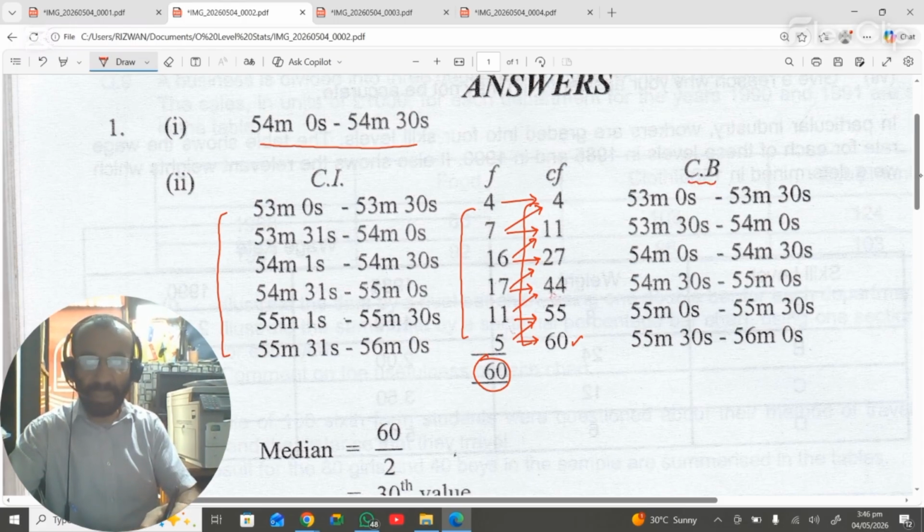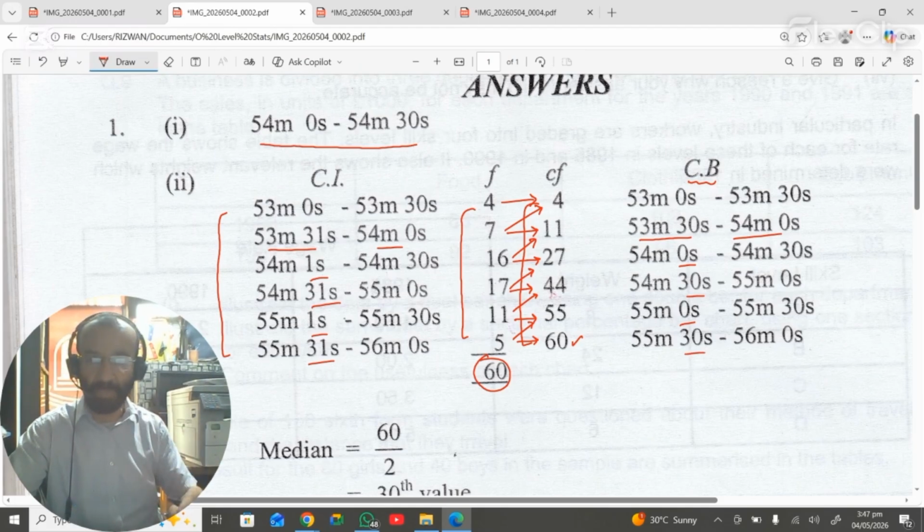The first class will be written as it is, but this class, 53 minutes 31 seconds, will be written as 53 minutes 30 seconds, and the upper will be written as it is. Likewise, this 1 second will be rounded off to 0 seconds. So 31 seconds will be 30 seconds, 1 second will be 0 seconds, and 31 seconds will be 30 seconds. So this is the way to make the class boundaries.